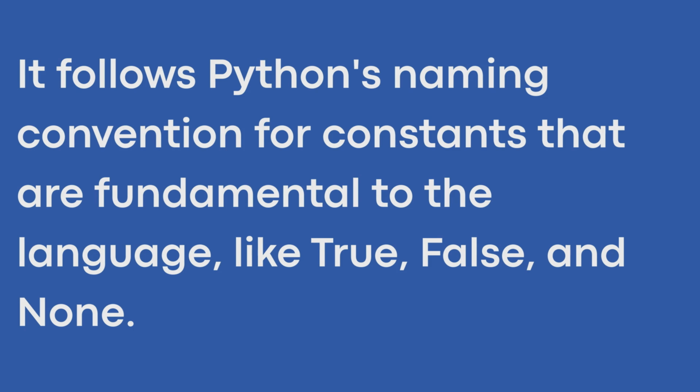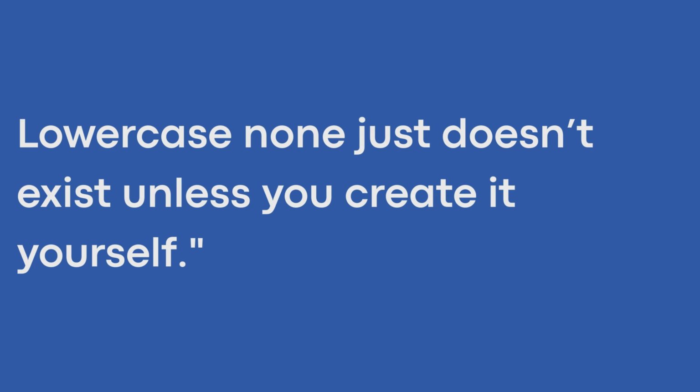It follows Python's naming convention for constants that are fundamental to the language, like True and False. So just like True and False for your Boolean values, and None, these all use capital letters for the first letter of the word. That's the Python naming convention for those fundamental constants. none with the lowercase is just an undefined or user-defined name that's not recognized by Python. None with the capital N is always available and safely checks for no value. It's a built-in constant in Python, a predefined special object representing the absence of any value.